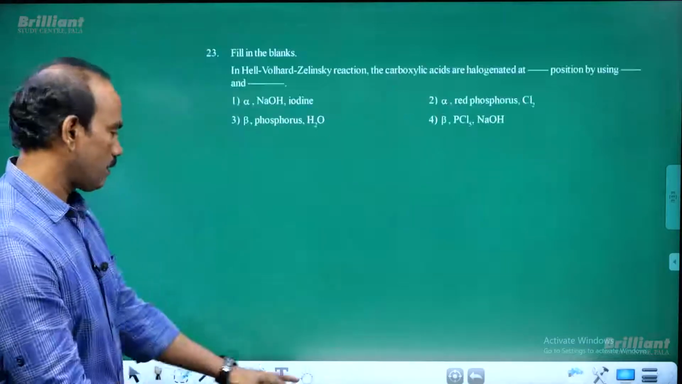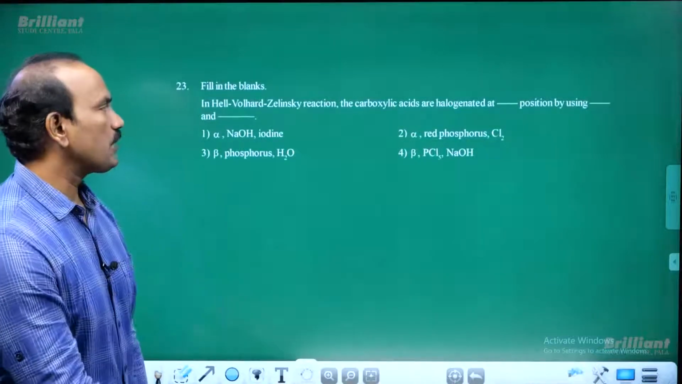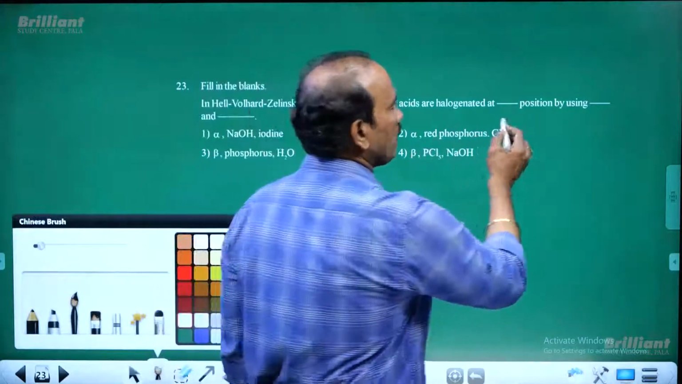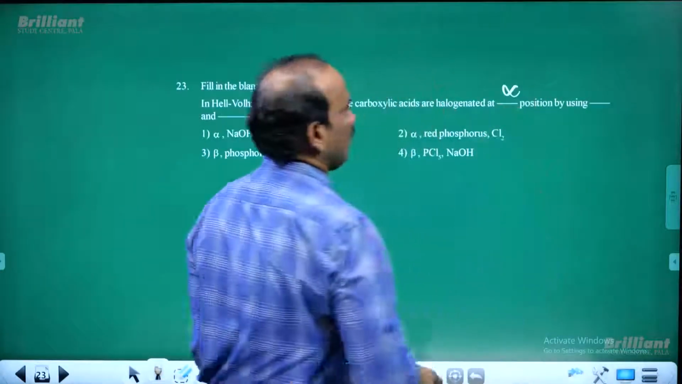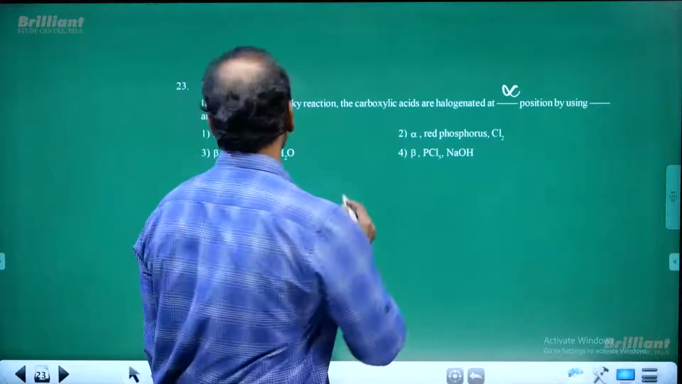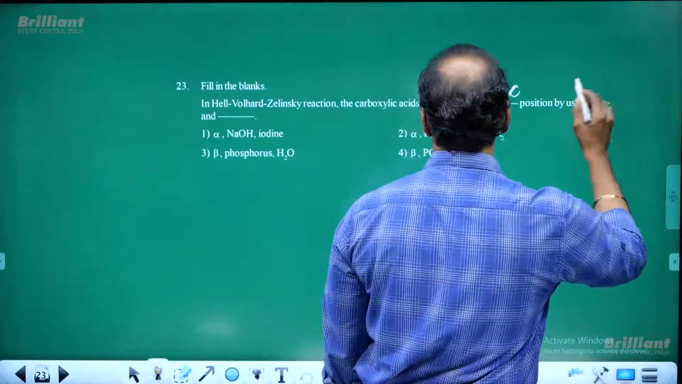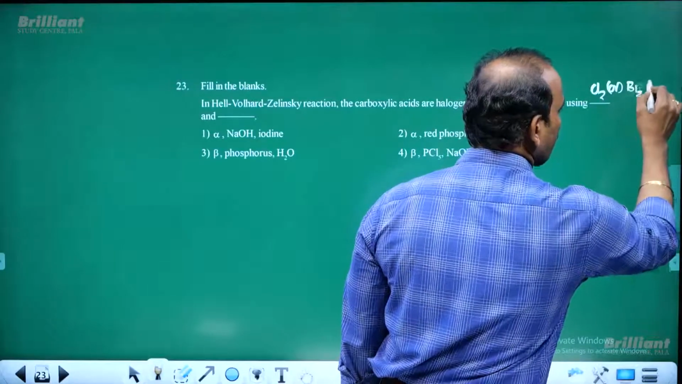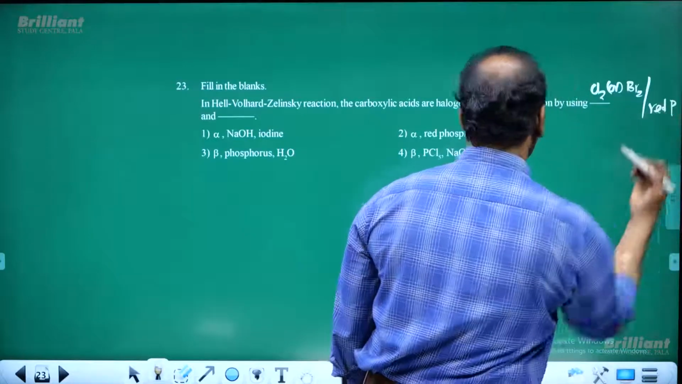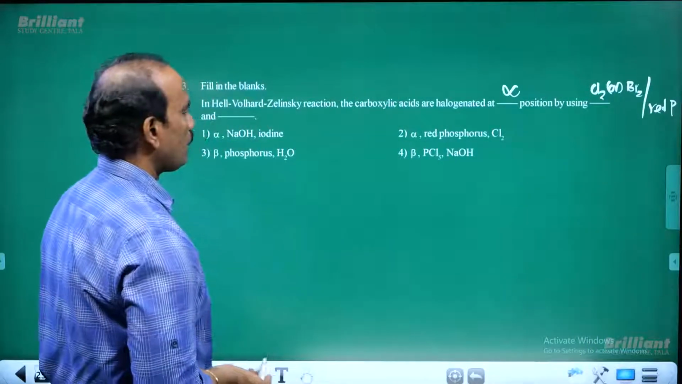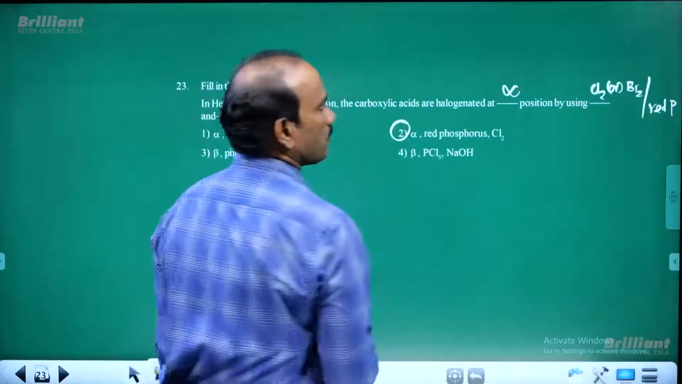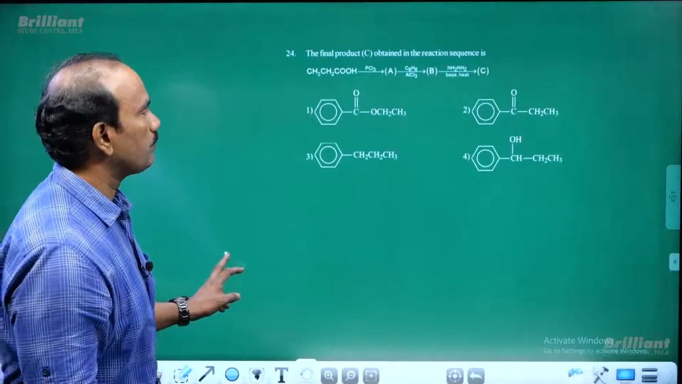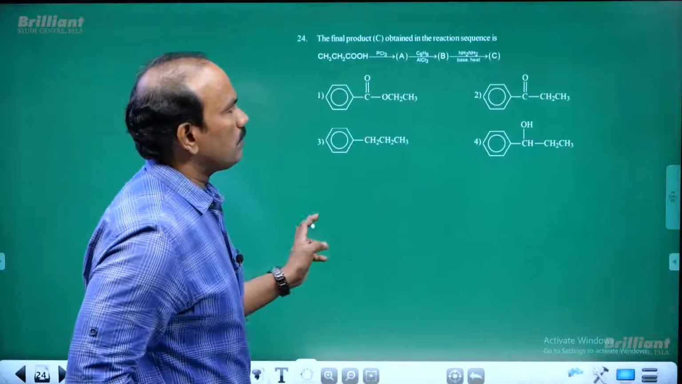Okay. Next one. HVZ reaction. Carboxylic acids are halogenated at the alpha position by using a halogen, chlorine or bromine, in the presence of red phosphorus. So alpha, this is the answer. Okay, no? Next one. Same.